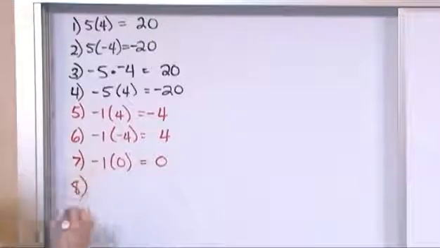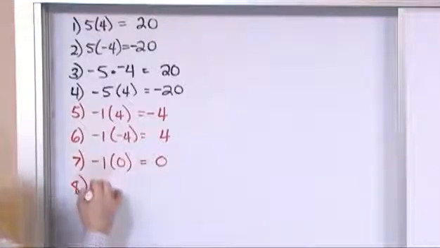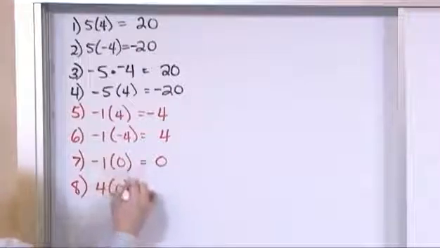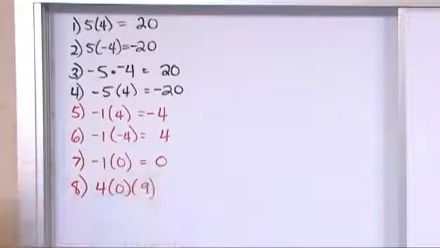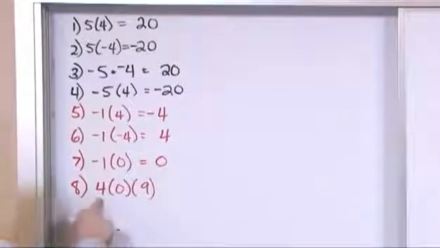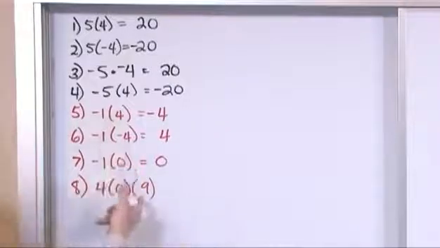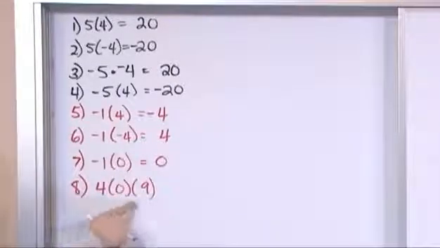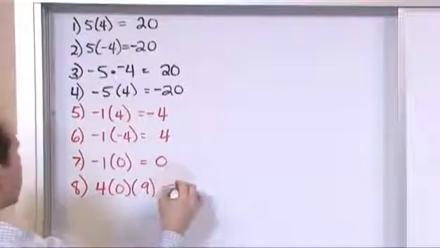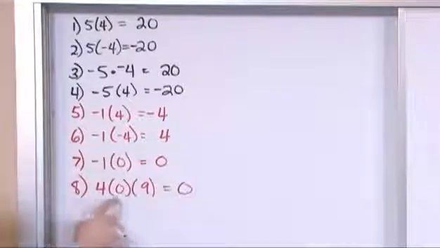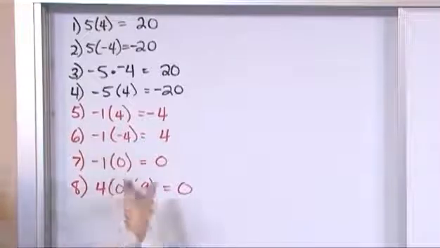So number 8, let's say 4 times 0 times 9. Well, you could say 9 times 4 is 36, 36 times 0, but you can just sort of look at it. Anytime you have a bunch of numbers here and they multiply with 0 in there anywhere, the answer is going to be 0, because 4 times 0 gives you 0. 0 times 9 also gives you 0.